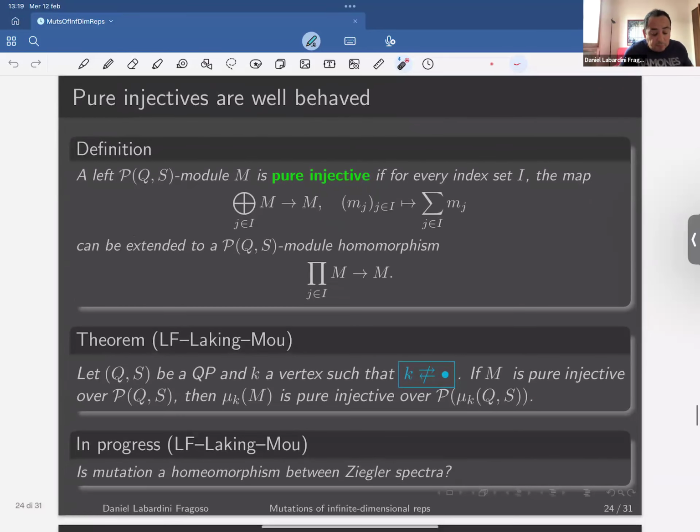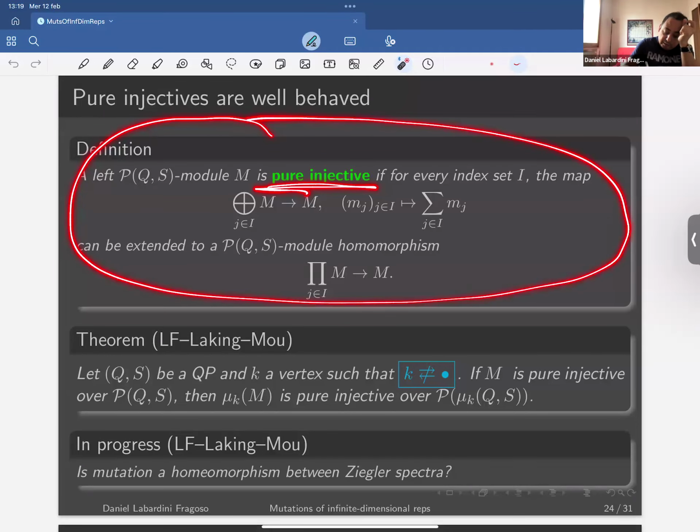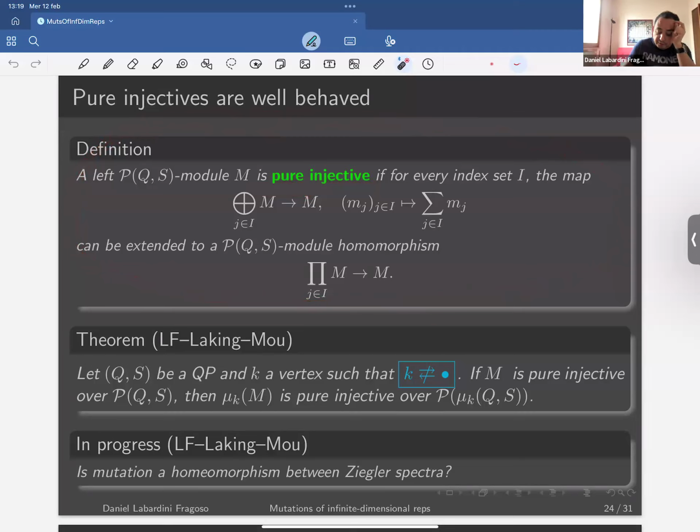Okay, and maybe I'm running out of time. So the indecomposable projectives are well behaved under this mutation of infinite dimensional representations. The locally nilpotent injectives are well behaved, and also the pure injectives. Here is the definition of a pure injective module. And again, the mutation of a pure injective is pure injective.